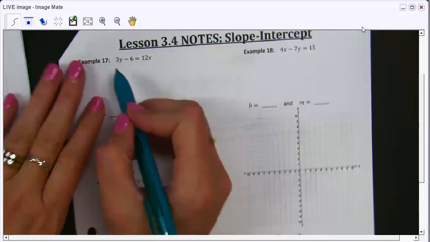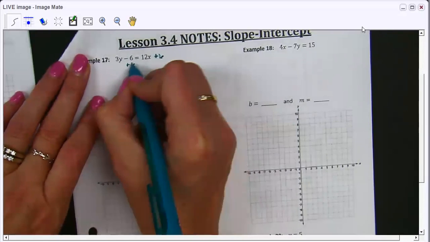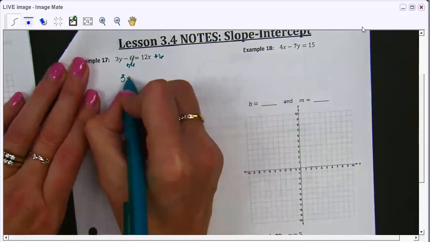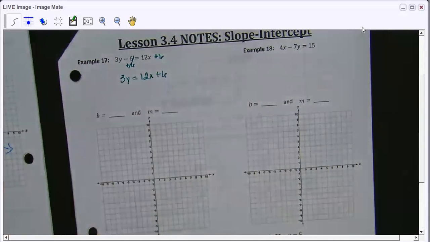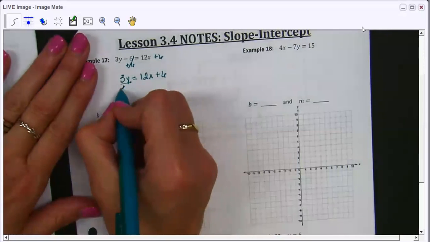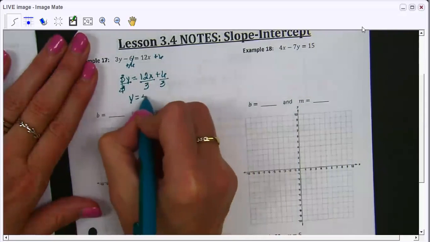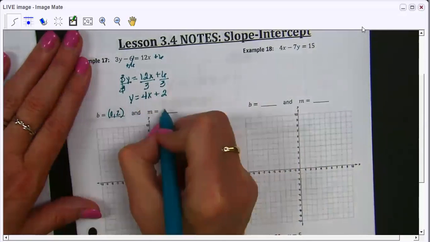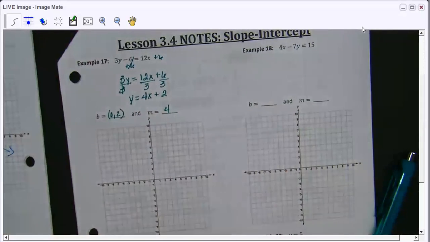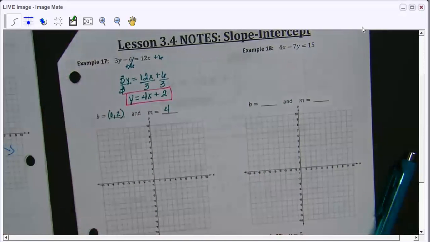So in this case, I have to get rid of the -6. So I'm going to add 6 to both sides. And then everything else that we've done is the same. Divide by 3. And y equals 4x plus 2. And then you can go ahead and graph that.